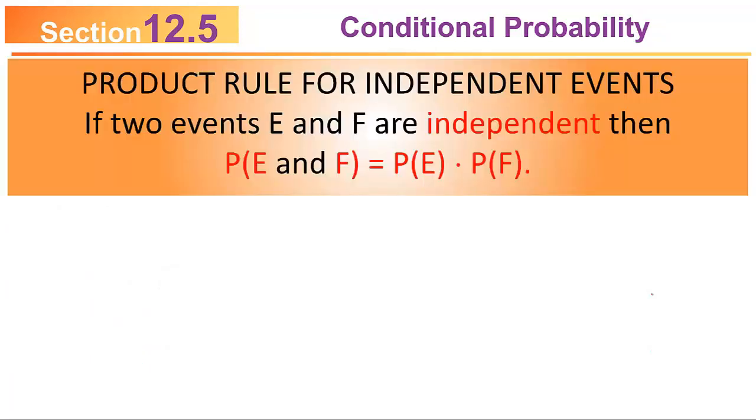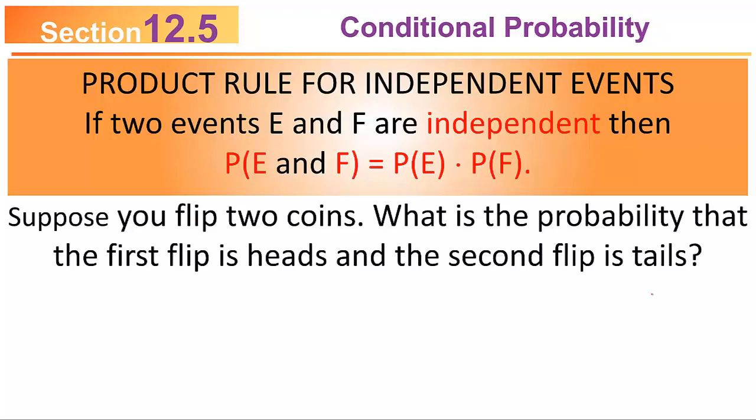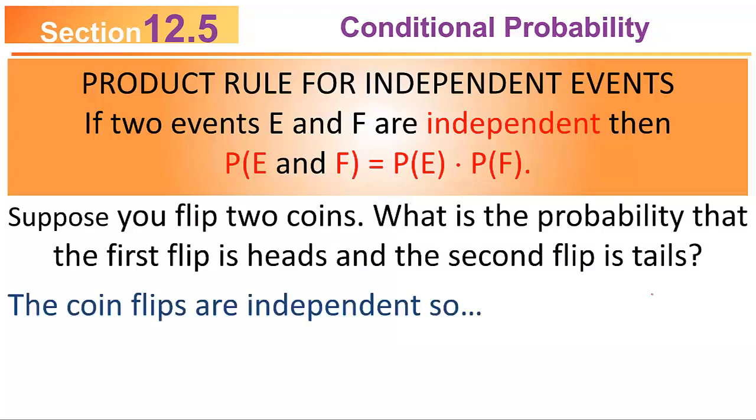And this leads to something called the product rule for independent events. If two events, E and F, are independent, then the probability of E and F is the probability of E times the probability of F. That was one of the tools that I flashed up at the very beginning and said we would get to later. Suppose you flip 2 coins. What is the probability that the first flip is heads and the second flip is tails? The coin flips are independent. What I get the first time I flip the coin has absolutely nothing to do with what I get the second time I flip the coin. So that means they're independent.